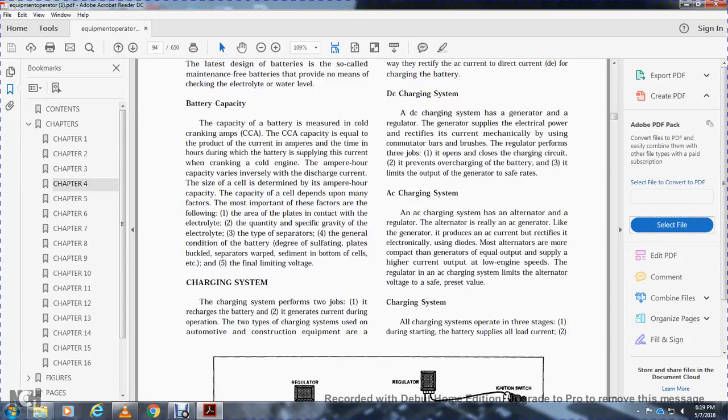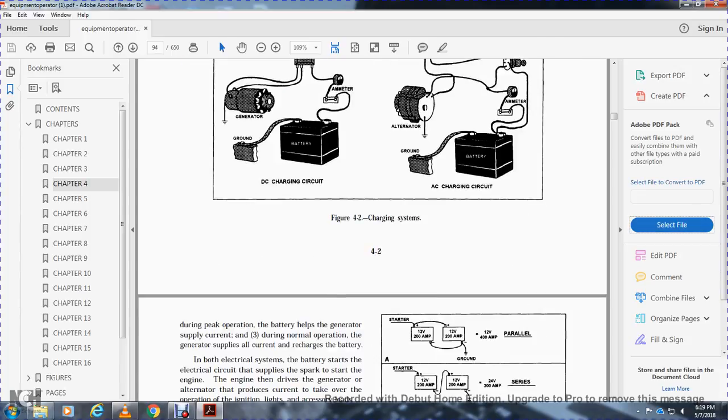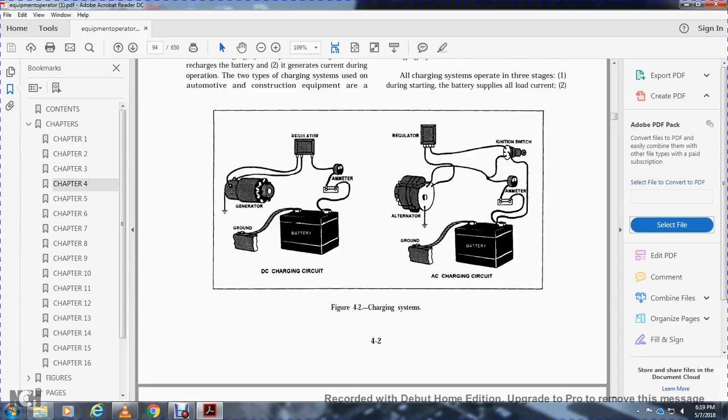All charging systems operate in three stages. One, during starting, the battery supplies the load current. Two, during the peak, the battery helps to generate current. Three, during normal operation, the generator supplies all current to recharge the battery. Figure 4.2 shows the charging system: the ground, the battery, the ammeter, the regulator, the generator; and the ground, the battery, the ammeter, the ignition switch, the regulator, and the alternator ground.